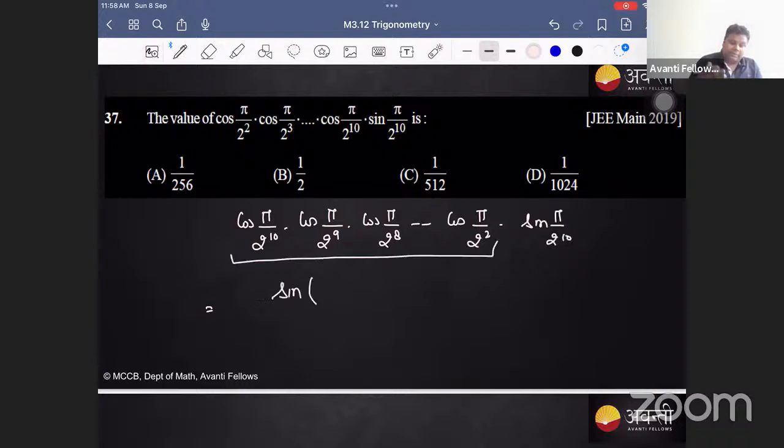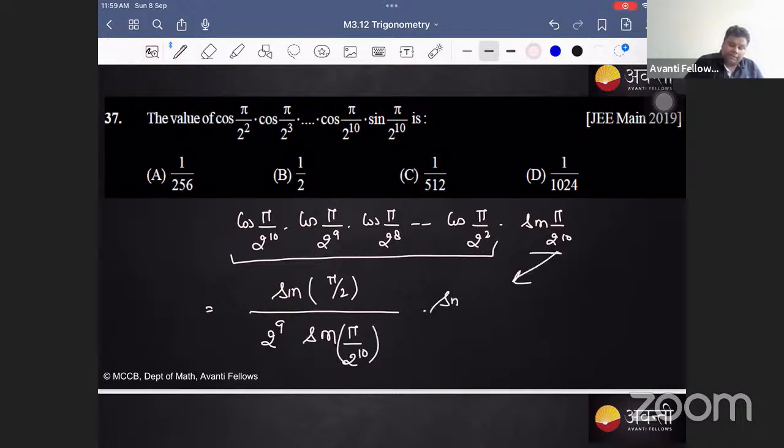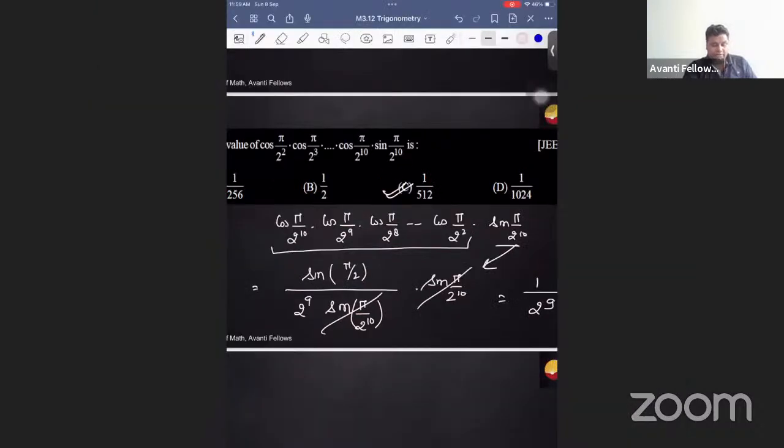That is sine of double of the largest angle. The largest angle is pi upon 2 square. Its double will be sine pi by 2, upon 2 to the power number of cosines. 9 cosines are being used, into sine of the smallest angle pi upon 2 to the power 10. The numerator also here is sine pi upon 2 to the power 10. These two are cancelled. You are left with sine pi by 2, which is 1, upon 2 to the power 9. And 2 to the power 9 is 512. Got it? Have a look at this once.